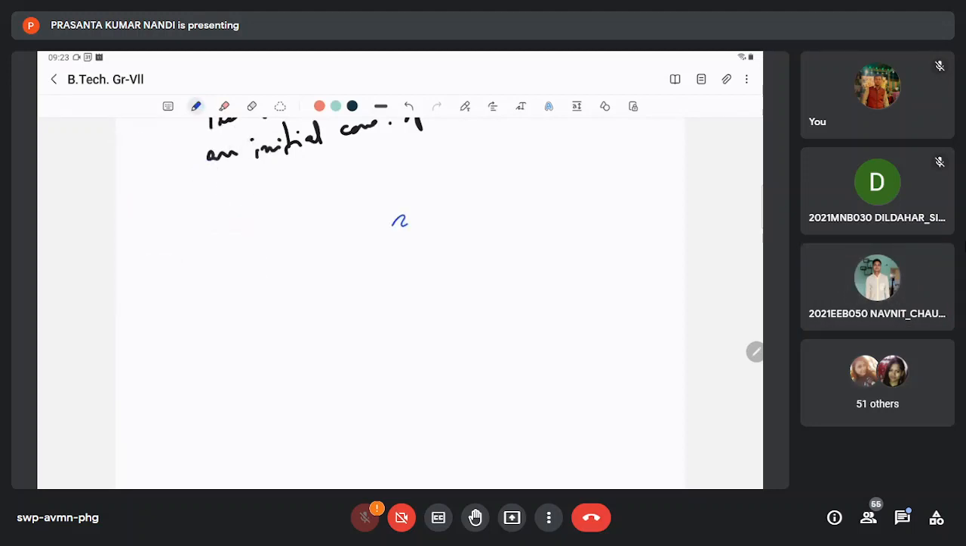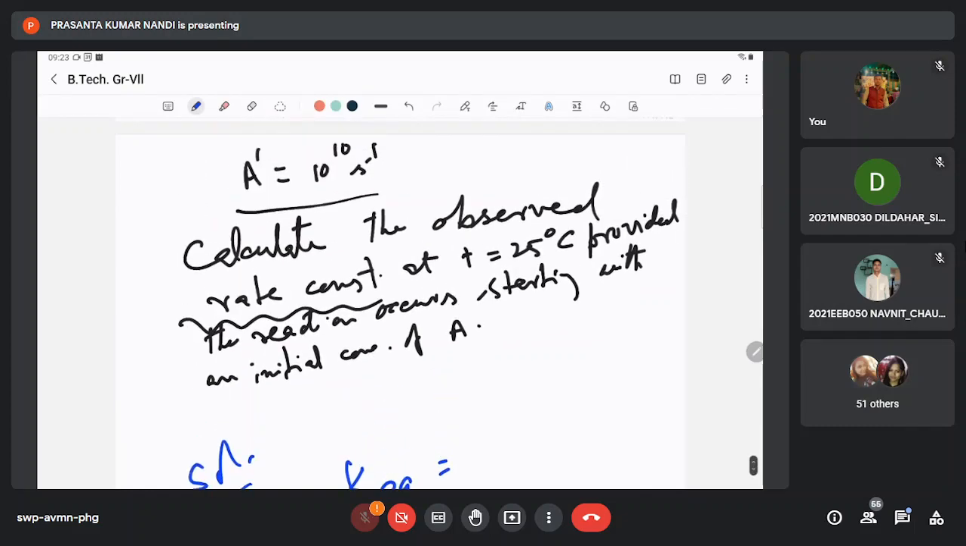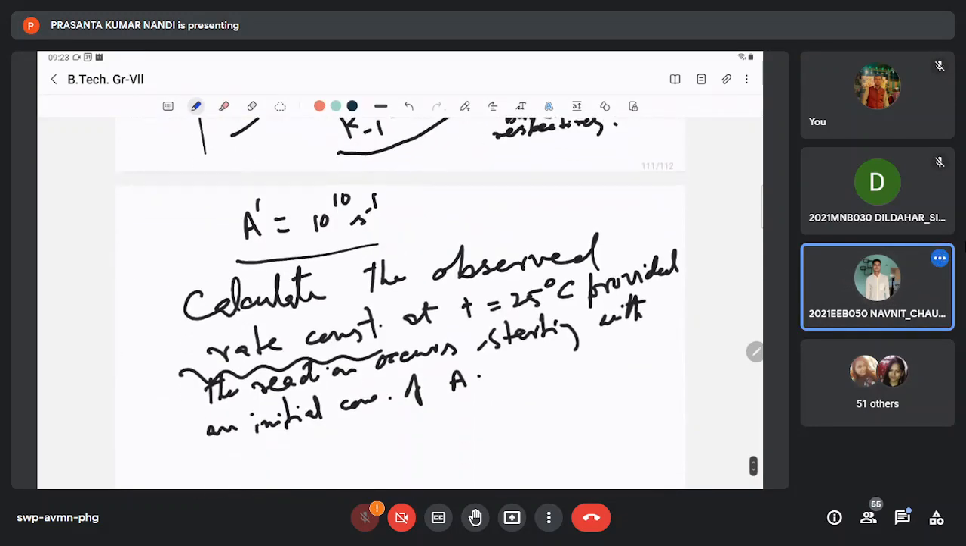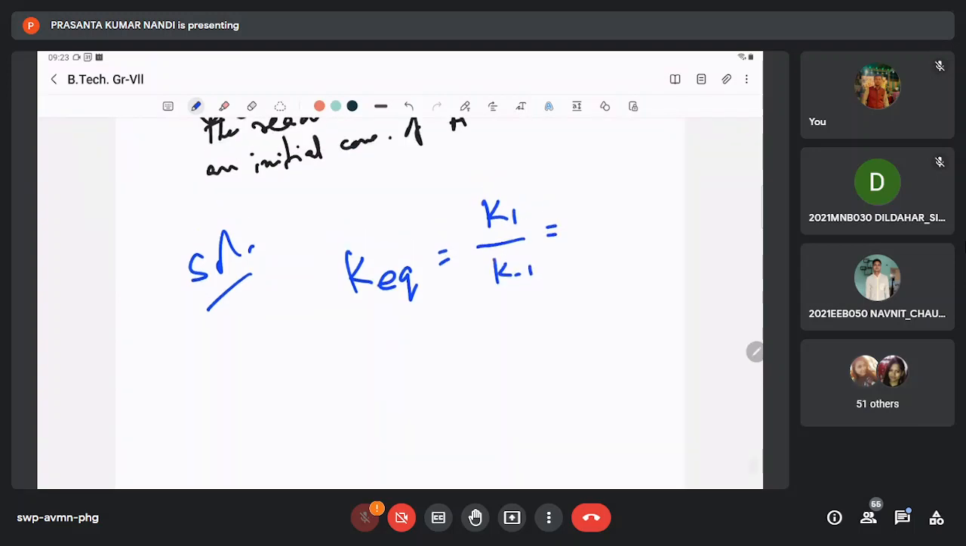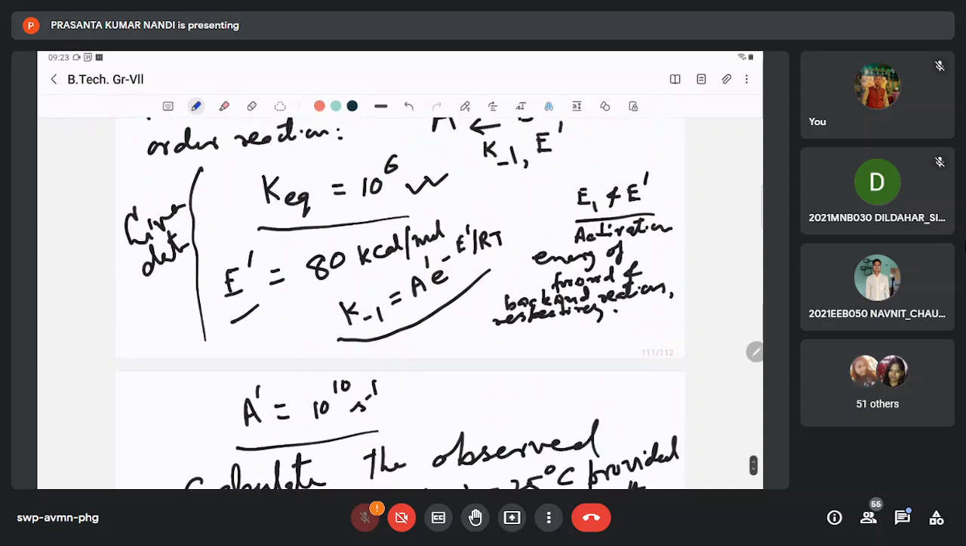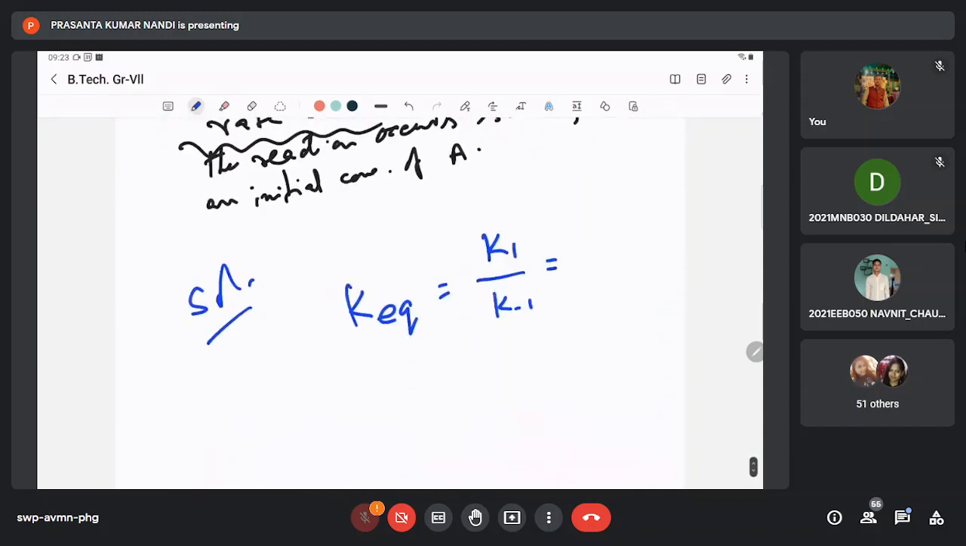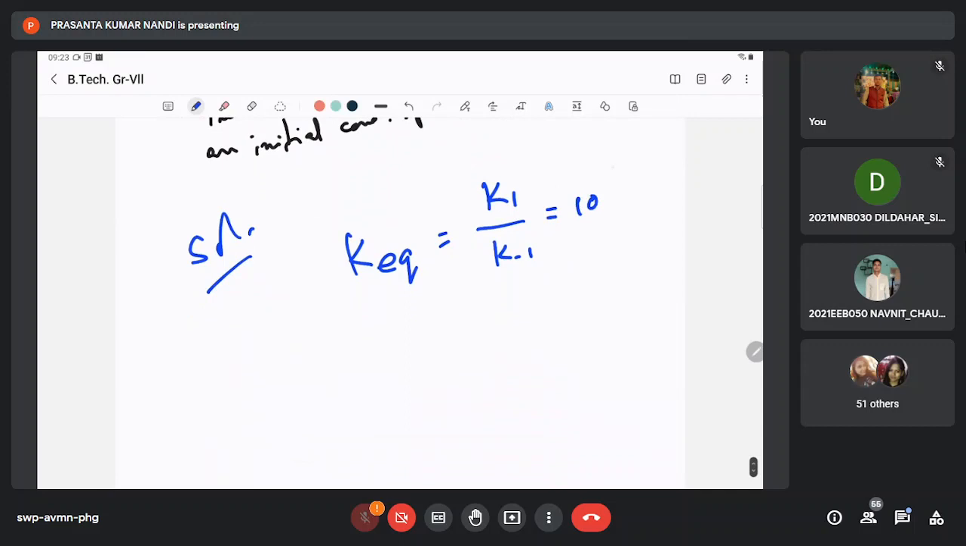We try to solve. So what is the equilibrium constant? Solution: K equilibrium is equal to, it is given here, 10 to power 6. K1 by K minus 1 is equal to whatever value is given here, 10 to the power 6. It is a dimensionless quantity, so we have put it like this, the equilibrium constant.